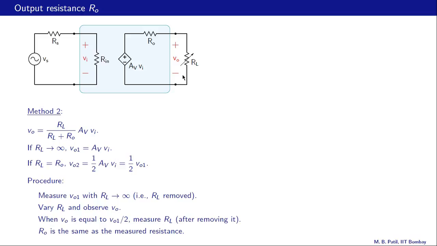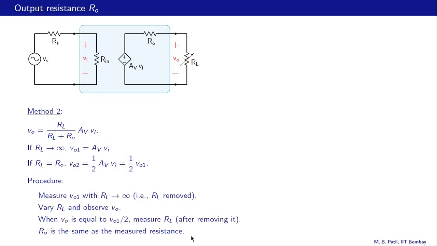And we have to actually remove RL from the circuit and then measure it. Otherwise, we don't know what exactly is being measured. And then RO is the same as the measured resistance RL. And this procedure is indeed useful in the lab when we are given an amplifier and we want to measure the output resistance.